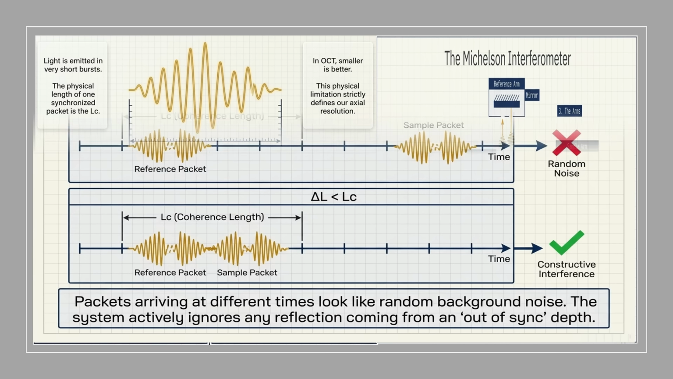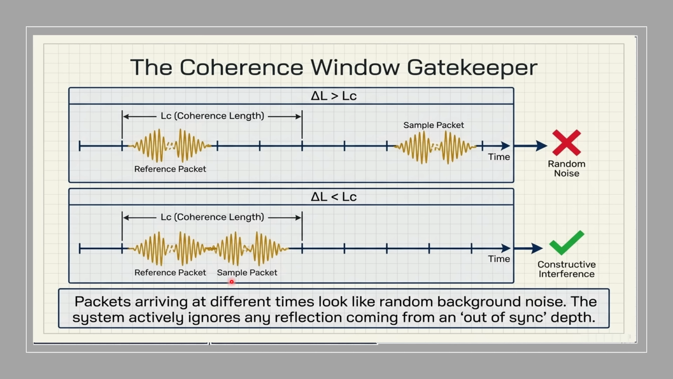Now let's decode this in more detail. This is one reflected bucket of pulse from the reference arm, and this is the bucket of pulse from the sample arm. As you can see here, the delay between this bucket of pulse and this bucket of pulse is more than the coherence length. This is the coherence length. So here there will be no image formation because this will be destructive interference. There will be no constructive interference, so there will be no image formation.